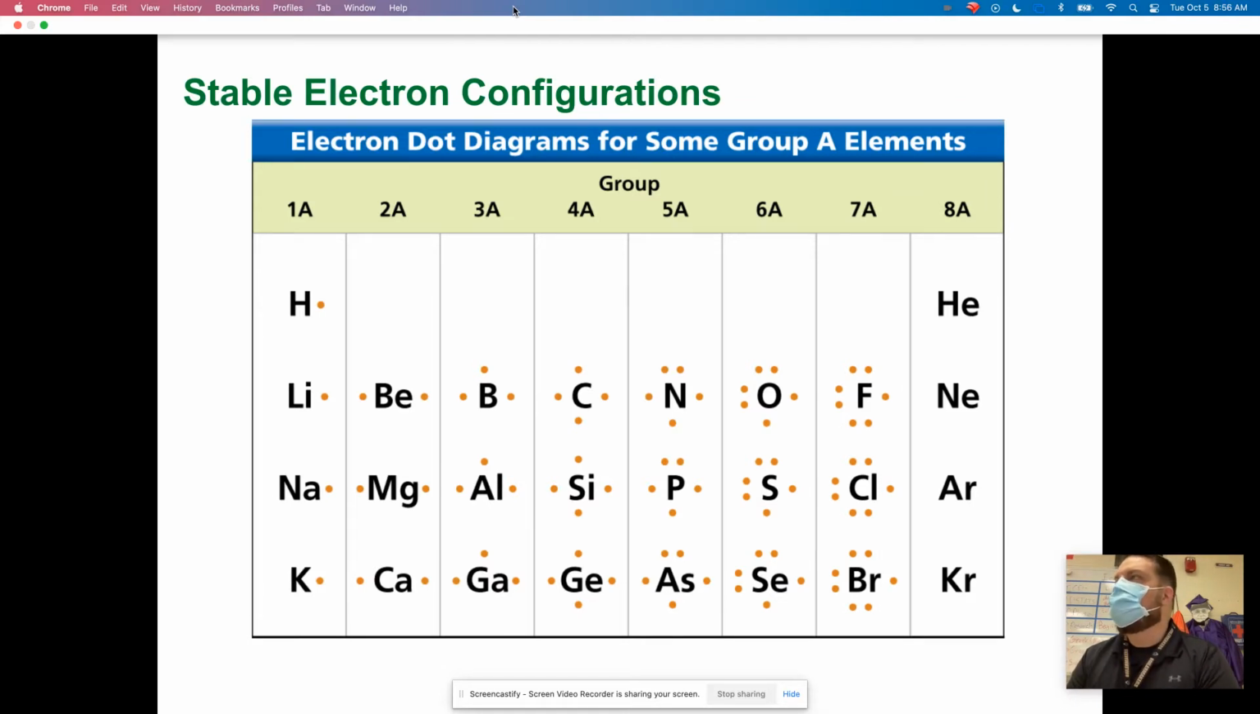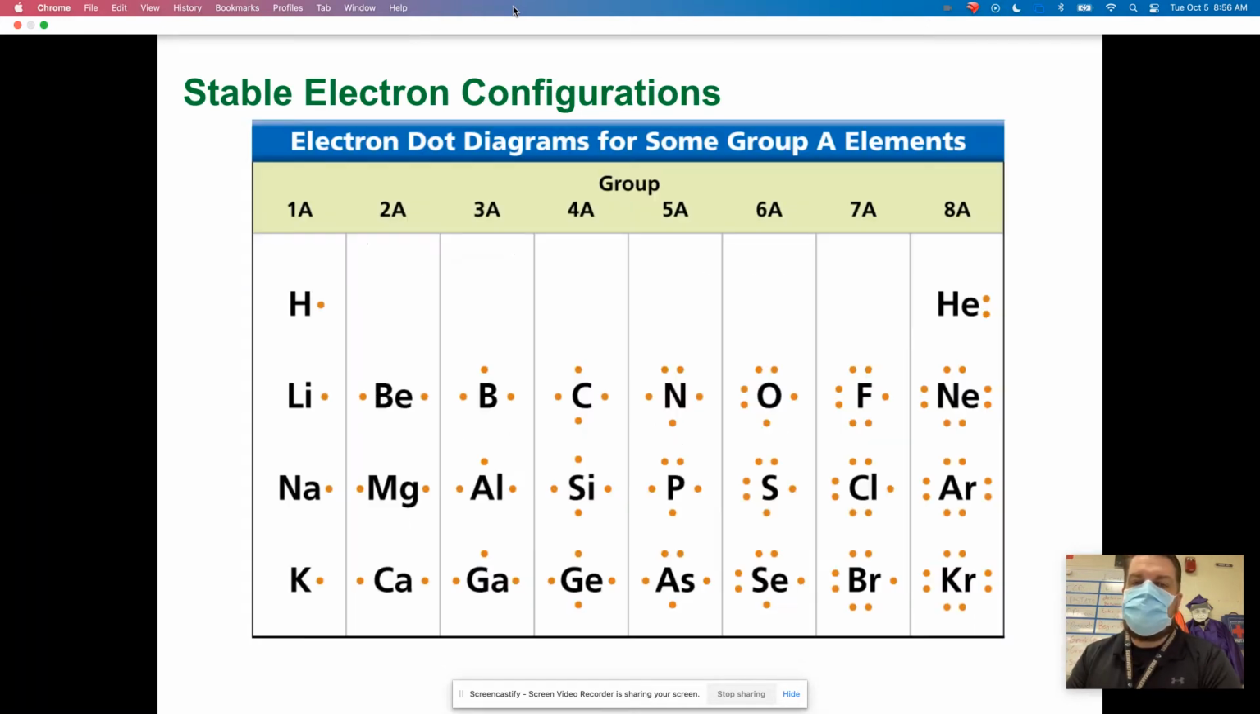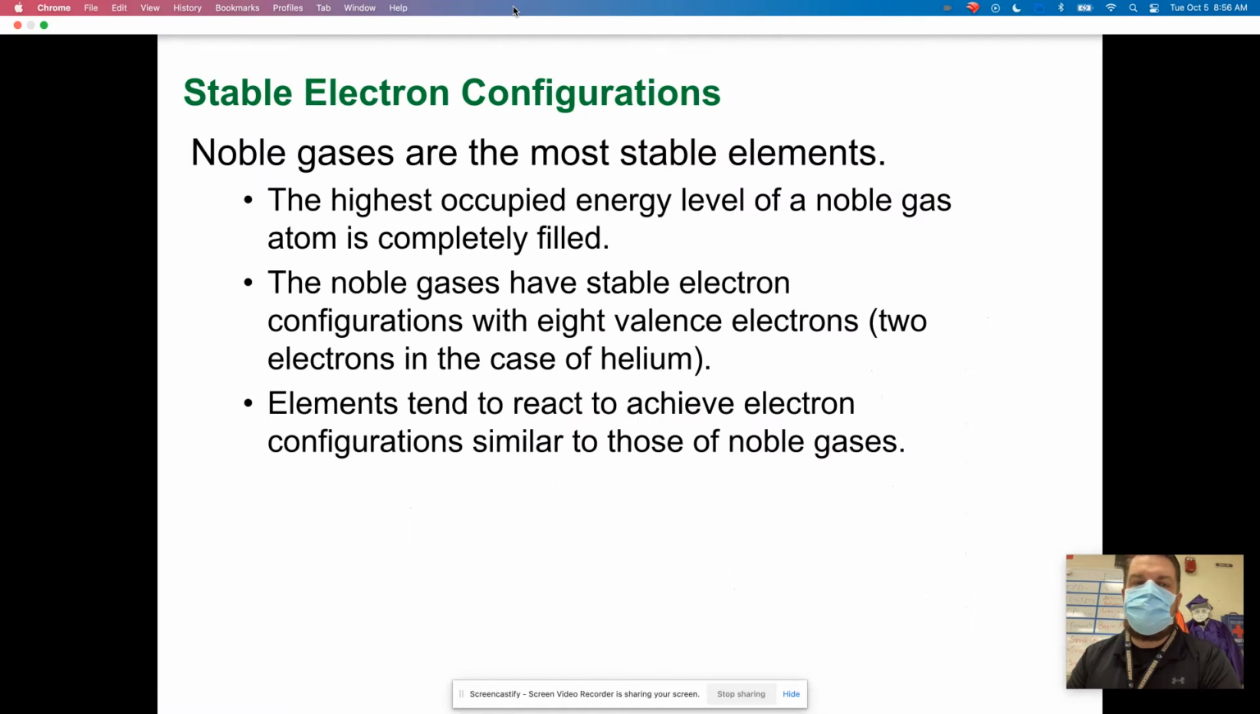And how many valence electrons do you think there are in group 8? 8, okay? Except for helium. Helium's the only one that doesn't have 8. But remember, on that first energy level, that first ring, 2 electrons is all the room that they have. But the rest of them are 8. So noble gases are the most stable. Those are the ones all the way to the right in group 8.